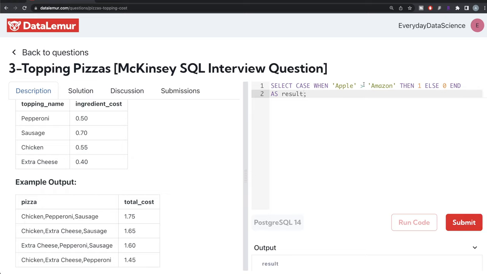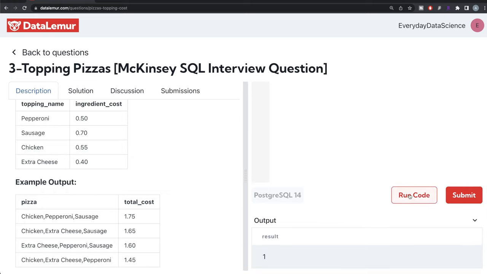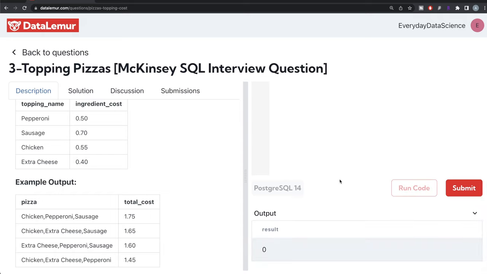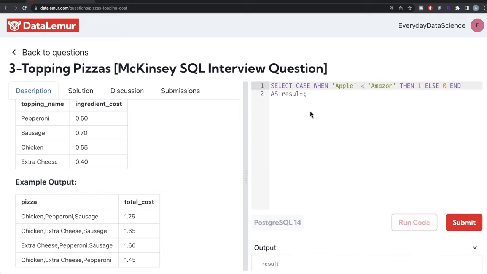But if I change this to Apple less than Amazon, obviously not. So it should return 0. So you see, basically you can do comparison of strings. Now, since you know this concept, let's move ahead and use it.